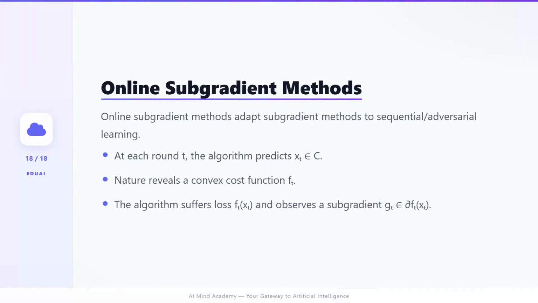Online subgradient methods are designed for sequential or adversarial learning scenarios. In this setting, at each round t, the algorithm makes a prediction x_t from a convex set C. Then, the environment reveals a convex cost function f_t. The algorithm incurs a loss f_t(x_t), and observes a subgradient g_t from the subdifferential of f_t at x_t. This information is then used to update the prediction for the next round.